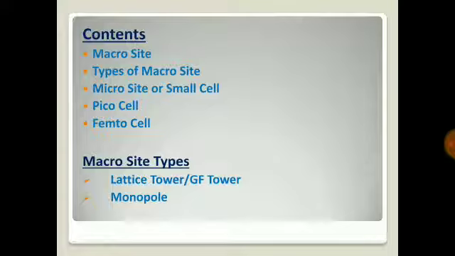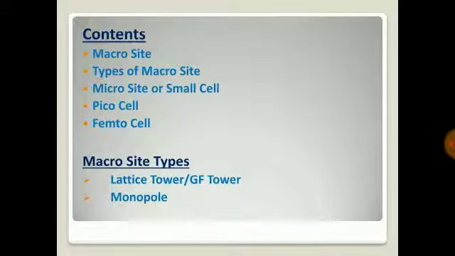So what is a macrosite? A macrosite provides radio coverage for cellular networks. Macrosite antennas can be mounted on towers to create cellular base stations. Macrocells can provide cellular network coverage for a large area compared to other towers, such as 1.5 to 25 miles. Mostly macrocells are found in rural areas or along the highways.